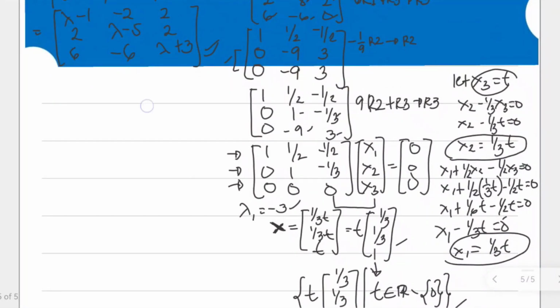Let us see, with our eigenvalue of 2, which is positive 3, if we could have 2 eigenvectors here. So using the same concept here, so 3 minus 1 is 2, negative 2, 2.